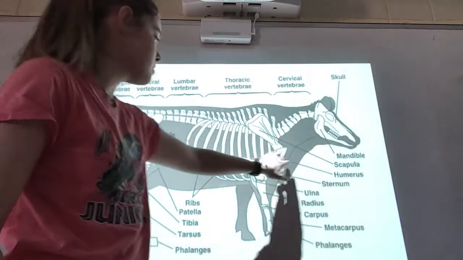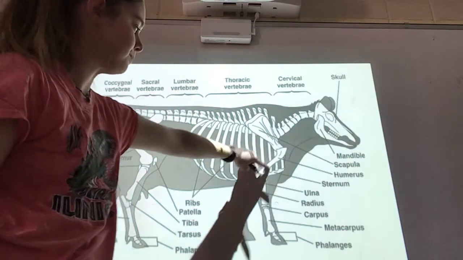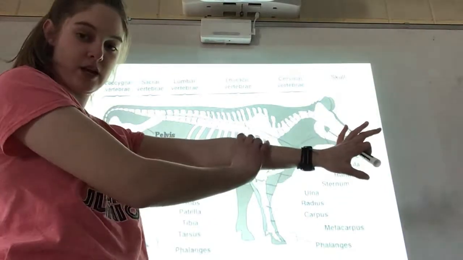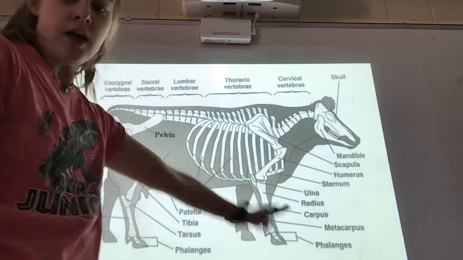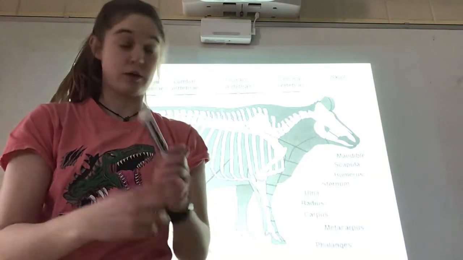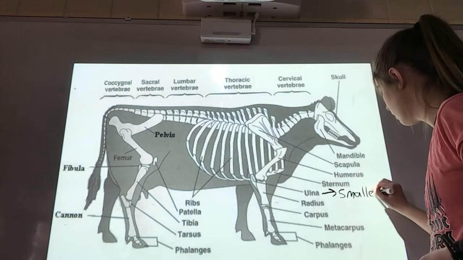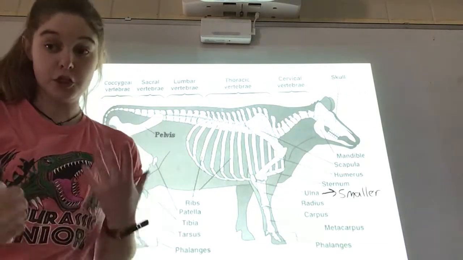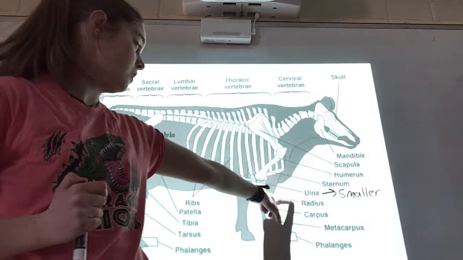So, humerus is right here. So this is my humerus. It's the cow's humerus. And as you travel down the arm, you've got 2 bones here. They are your radius and your ulna. Your ulna is the shorter bone. So ulna is smaller. And how you're going to remember that is ulna is the smaller word. So your ulna is shorter, or smaller. Both shorter and smaller in diameter. And you've got your radius.